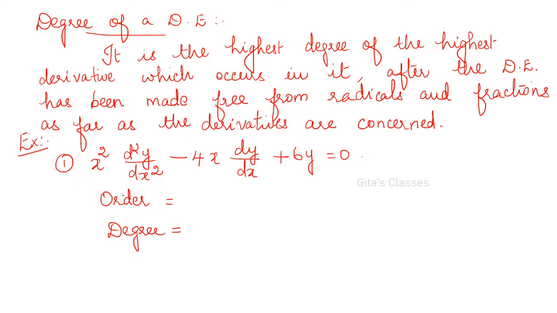Okay. So first example, x squared into d squared y by dx squared minus 4x into dy by dx plus 6y is equal to 0. What is the order? Now dy by dx is the first order, right? And you have more than that. Yes, d squared y by dx squared. This is the second order. This is the maximum. You don't have d cube y by dx cube. So order is 2. And for this highest order, what is the power of this? It is 1. So order is 2 and degree is 1.